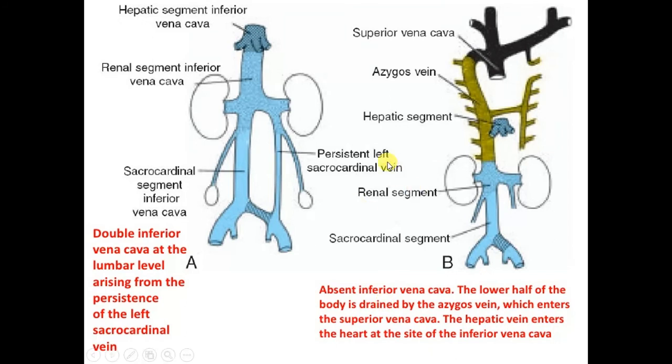Here we see that if the hepatic segment is not developing, this renal segment is directly anastomosed to the supracardinal venous system, and then through the azygos vein drains into the superior vena cava. So there is no inferior vena cava. The segment between the renal and the hepatic is not forming. So the whole blood from the lower part of the body drains into the right atrium through the superior vena cava. So that is single, and there may also be a double inferior vena cava when the hepatic segment and the renal segment drain differently into the heart.